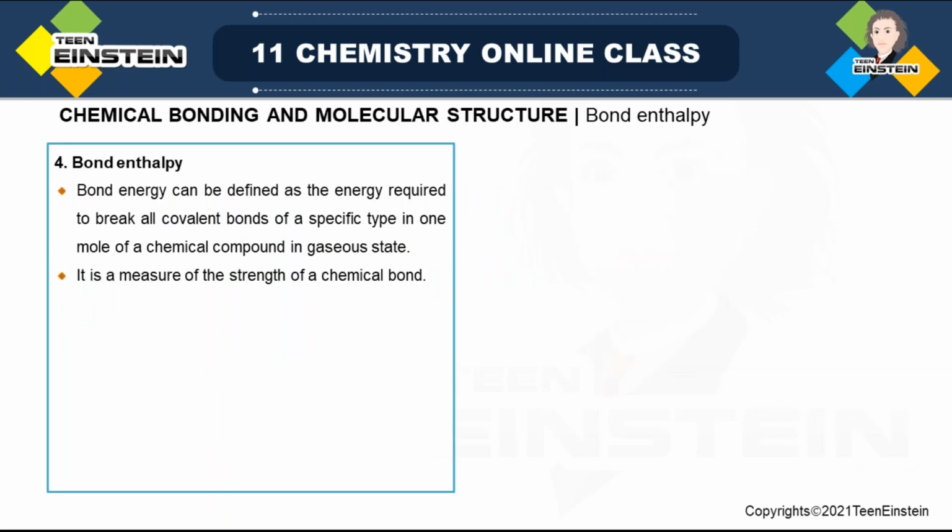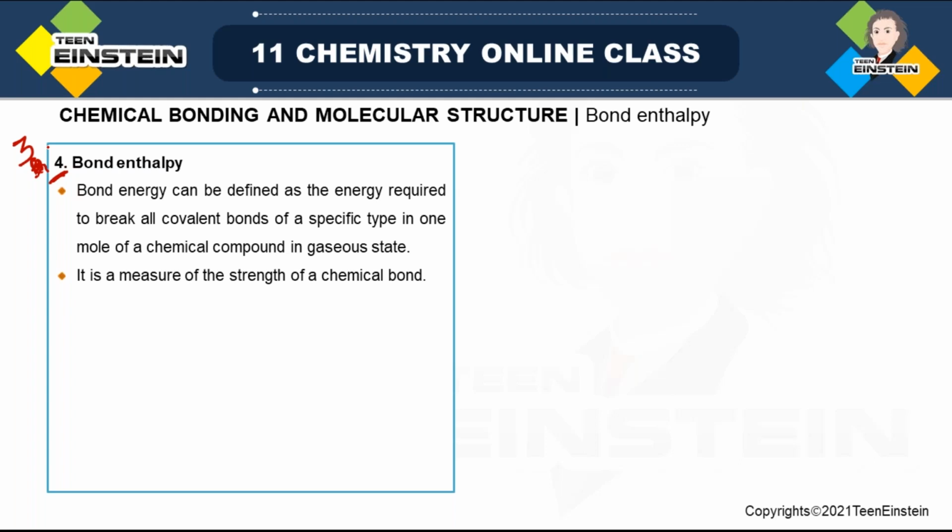So bond enthalpy, it will be number 3, not 4. And after bond enthalpy, there will be discussion related to bond angle, resonance, and, if time permits, polarity of bonds. So bond enthalpy, what is the definition of it?